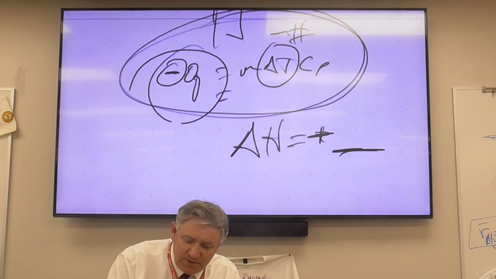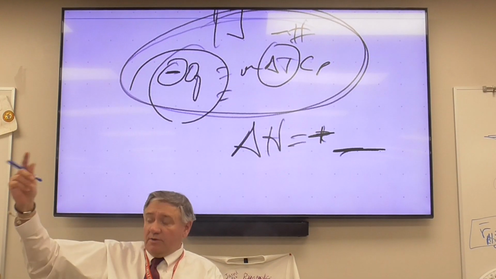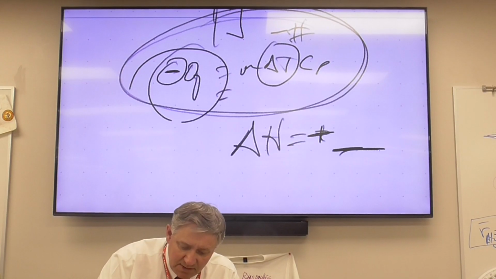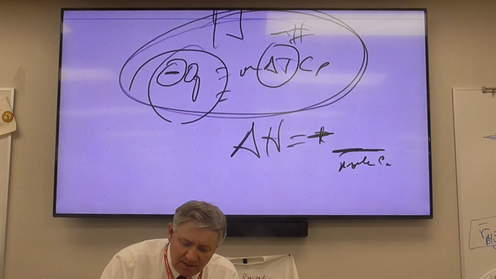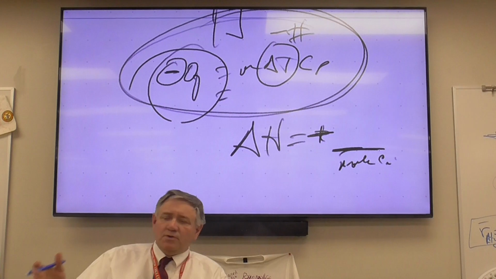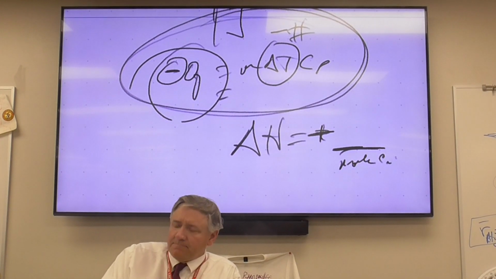So you're going to take the Q value that you have, switch the sign, and divide that by the moles of your hydrated copper sulfate. Boom, there's your enthalpy.